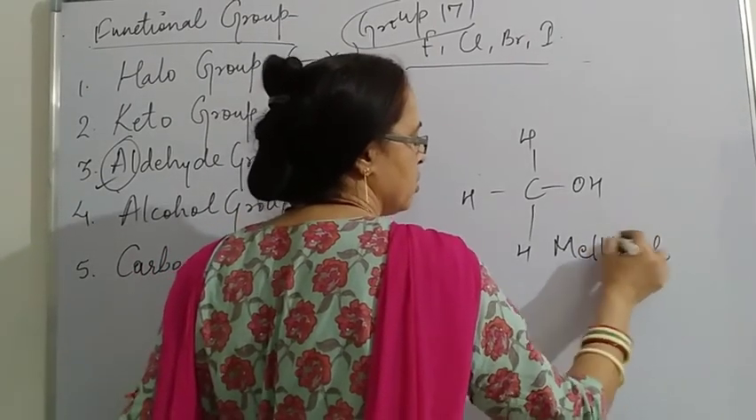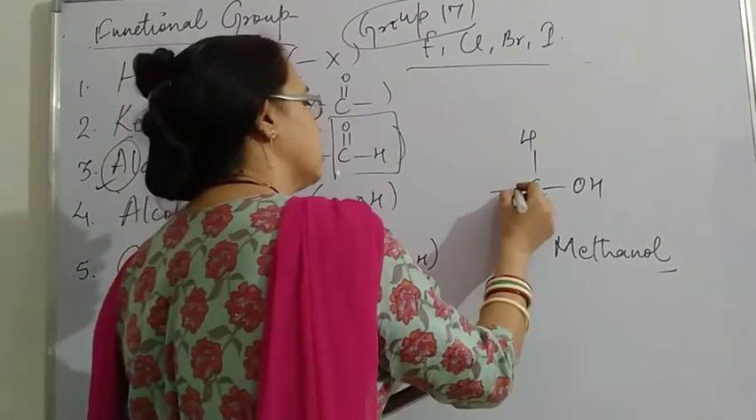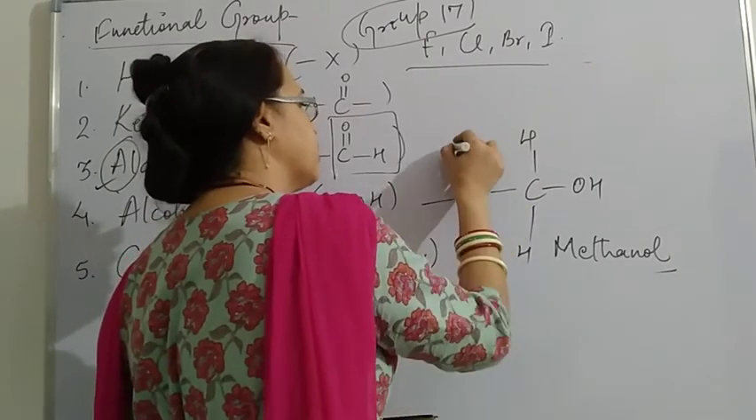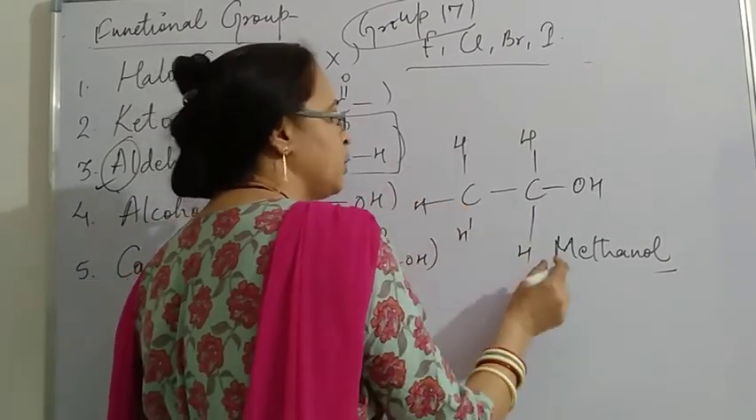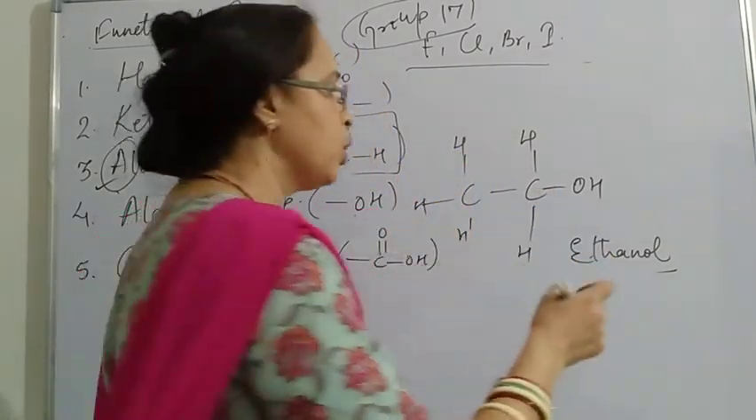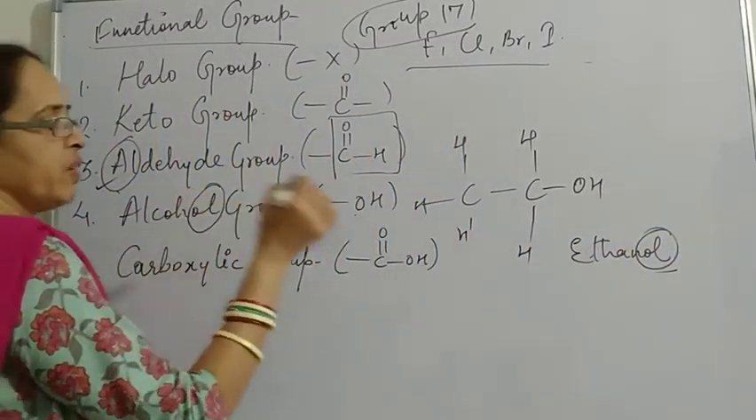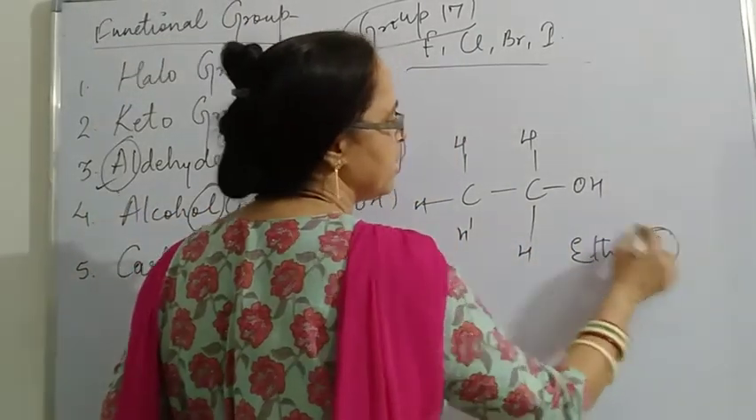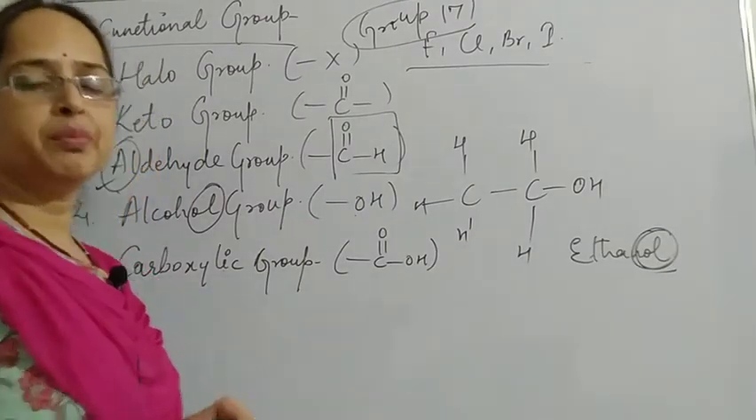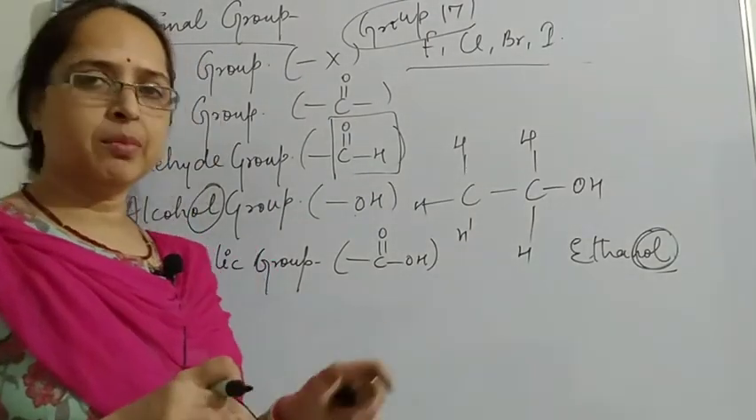methanol. When two carbons are there, then it is said to be as ethanol. Nol, alcohol. This suffix will be the suffix of this name. Ethanol, methanol, propanol, butanol. In this way the naming is done.